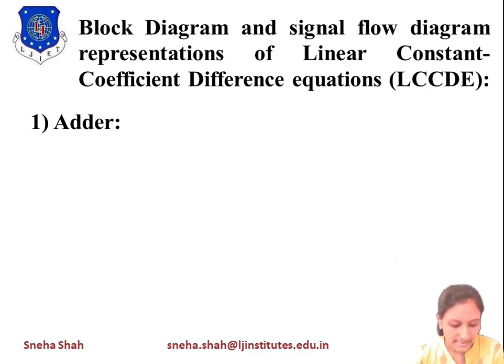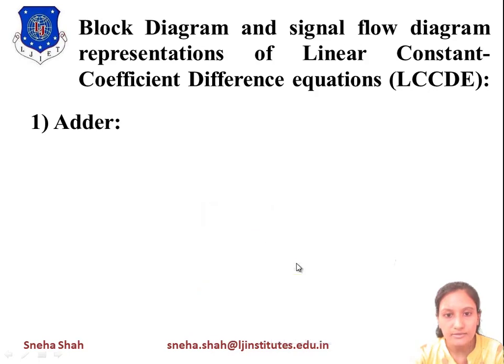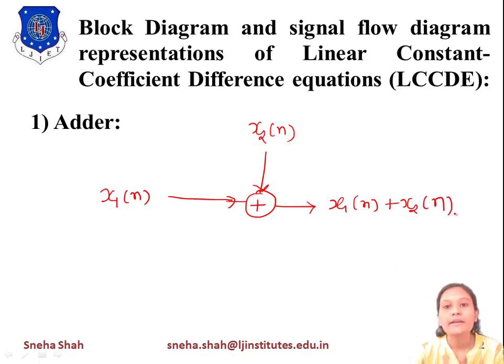In this, the first one is the adder. What is an adder? Suppose we want to add two signals. First of all, we take the first signal as x1 of n and the second signal as x2 of n. These two signals get added by using an adder. It gives you the output as the sum of these two signals, x1 of n plus x2 of n. So to add these two terms, we use this representation as an adder.